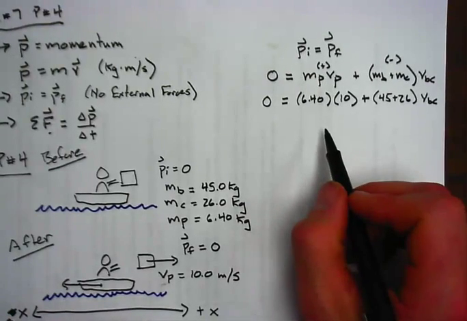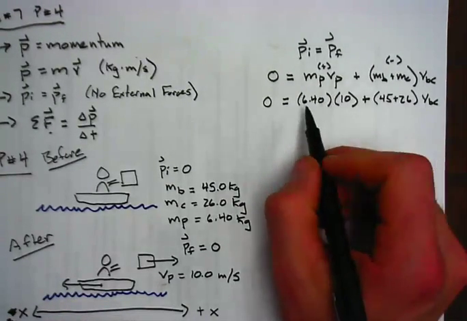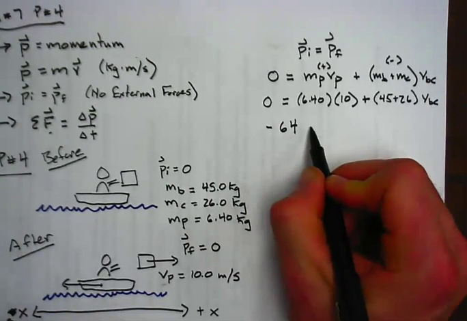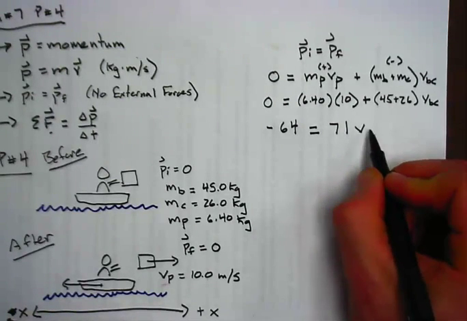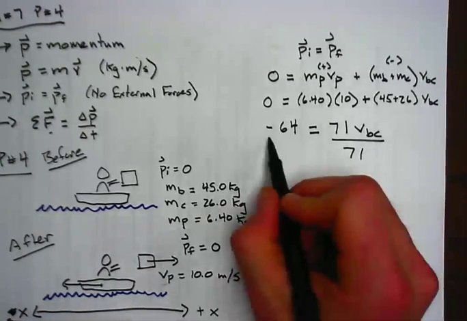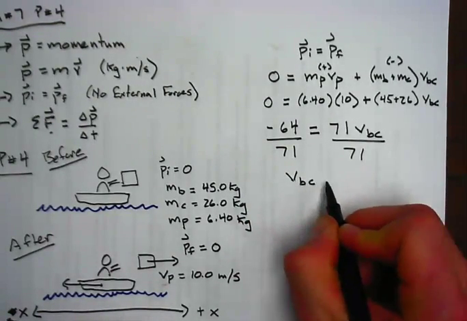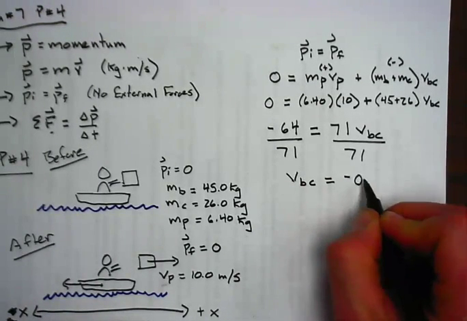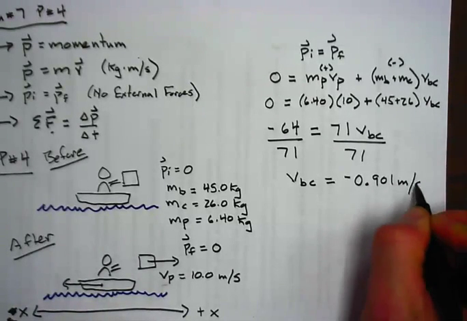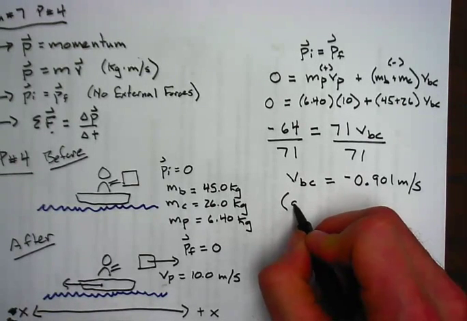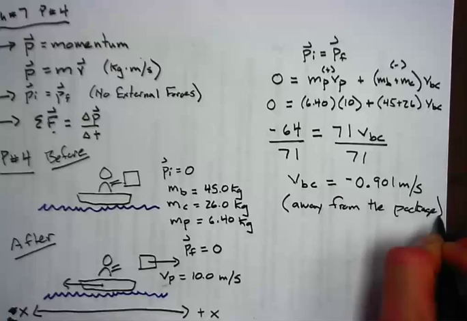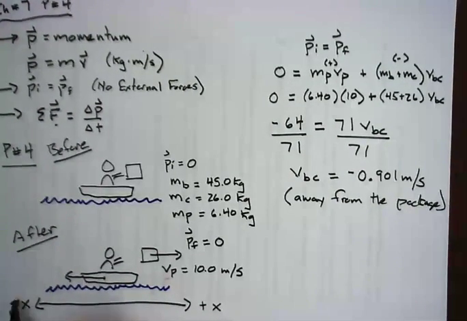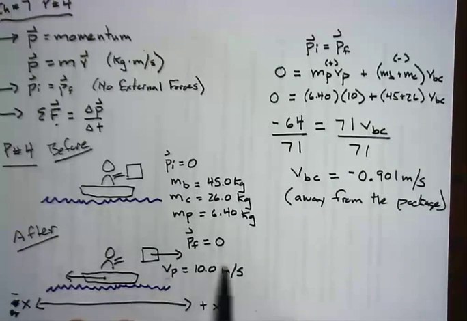Okay, so let's do a little algebra here. I would get 64 moved to the other side. I get negative 64 is equal to 71, adding these up, times the velocity of the boat child system, divide by 71 there, and I would get the velocity of the boat child system is equal to a negative 0.901 meters per second. And for emphasis here, I might say away from the package, right? Okay, so this negative sign here indicates that the boat's moving this way in my negative x direction, so the boat child system is moving away from the package, right?